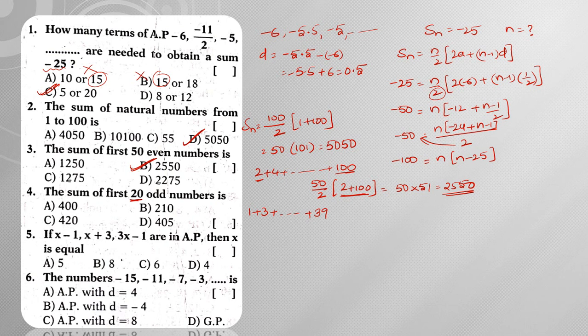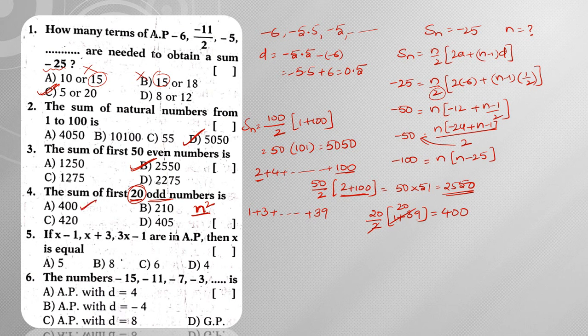Now he is asking you to find the sum of 20, that I can write as 20 by 2 into first number plus last number. So 1 plus 39 is 40. So in 2 table 40 goes 20 times. So 20 into 20 is 400. Now here there is a shortcut, which we can remember as n square. Since he is asking first 20 odd numbers, the sum of first 20 odd numbers is given by n square. Here n value is 20, so 20 square is 400, right?